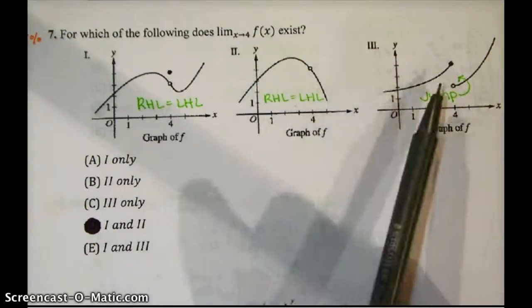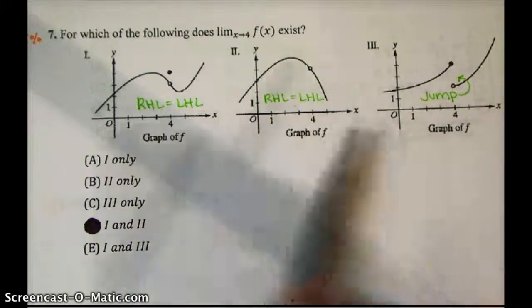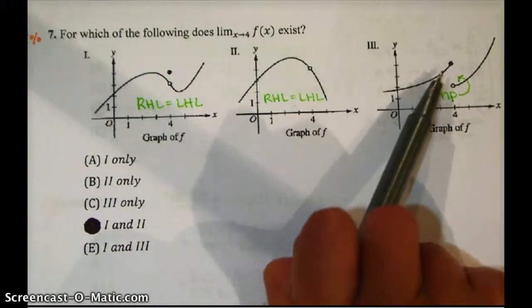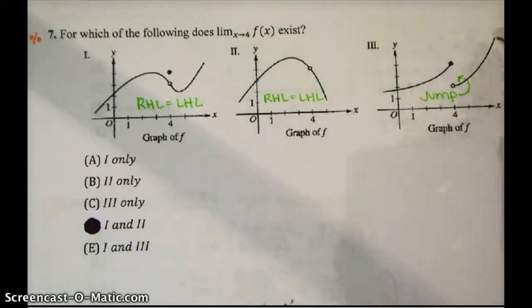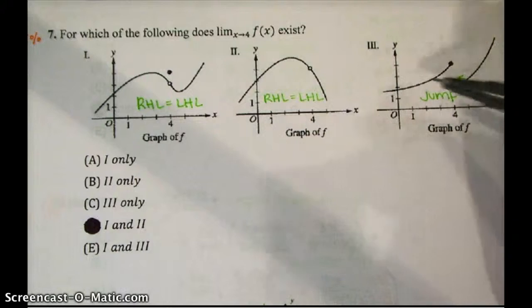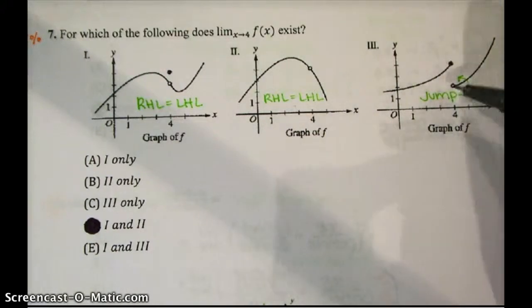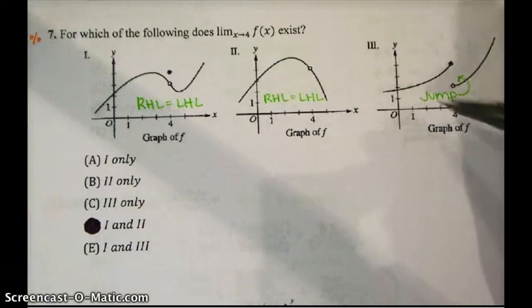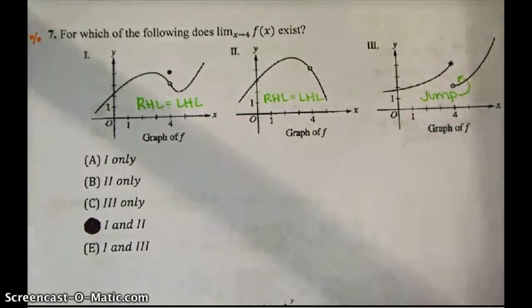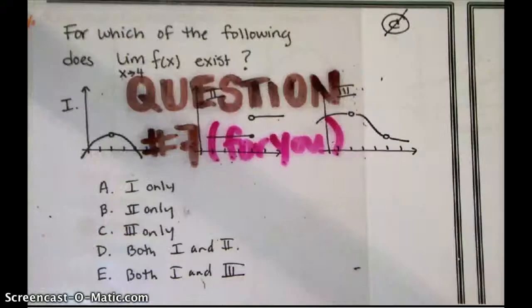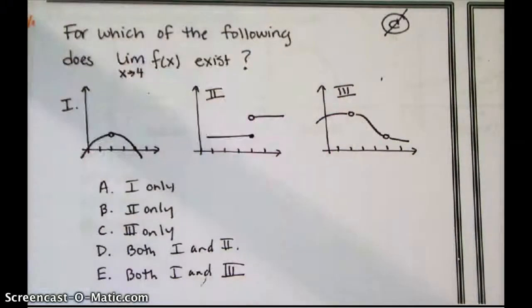For the last one, the y values don't approach the same number. When I come from the left and I go towards 4, or when I come from the right and go towards 4, in one case, my y values are up here at 4. In the other case, my y values are down here at 2. It's a jump discontinuity. The limit does not exist here. Try this one for you. Here you go.